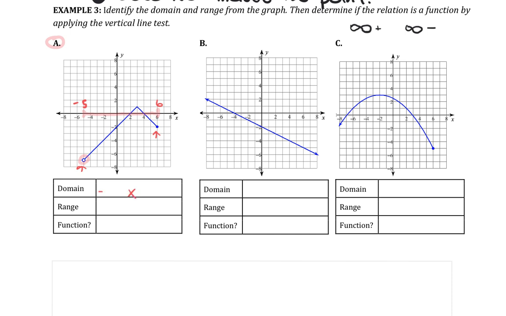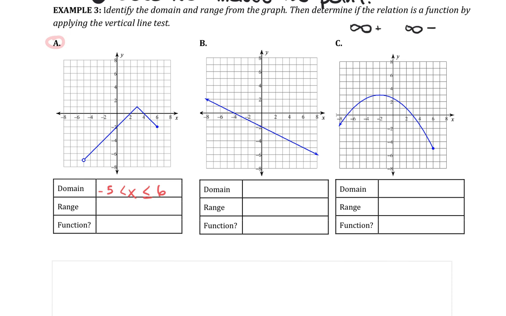So we start at -5, we go to 6, write our inequalities. It does not include -5, so we don't underline the first inequality symbol. It does include 6. So there's your domain.